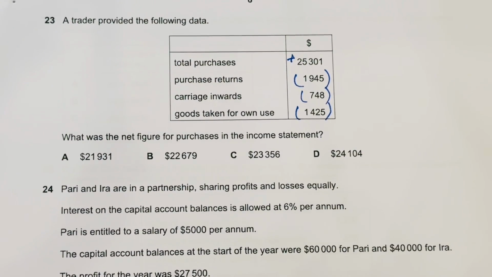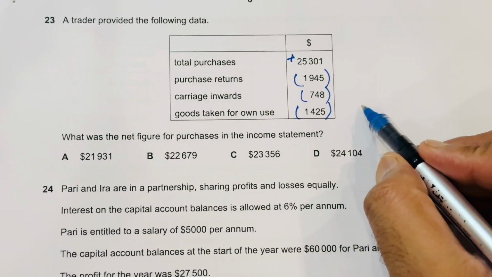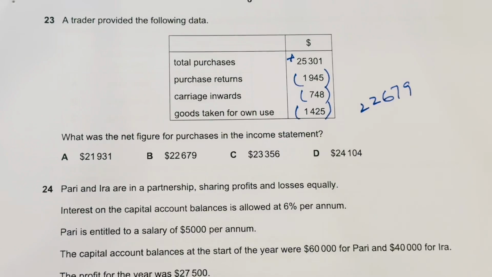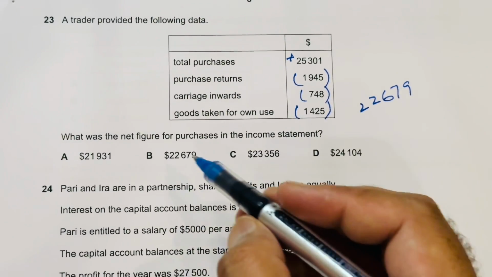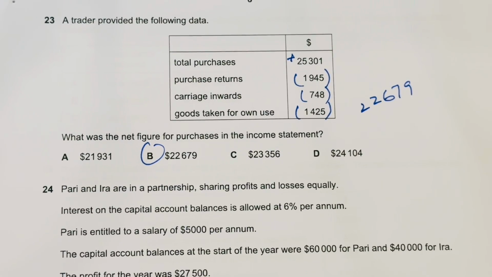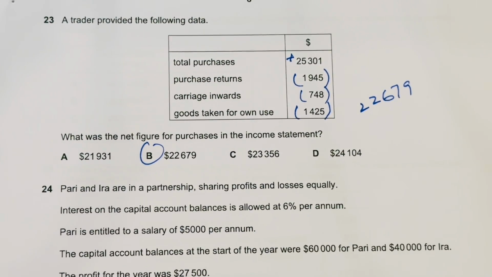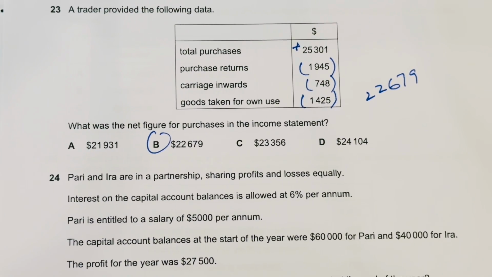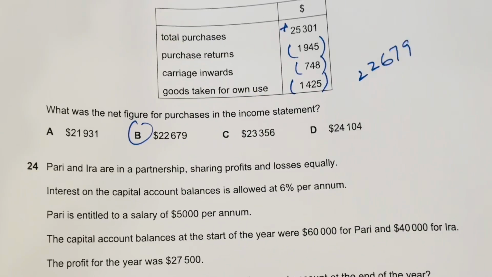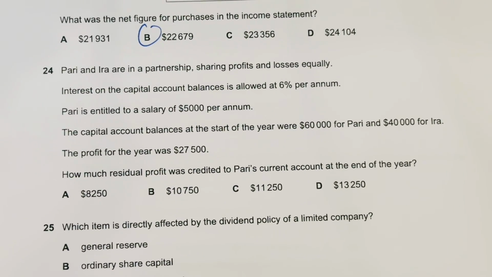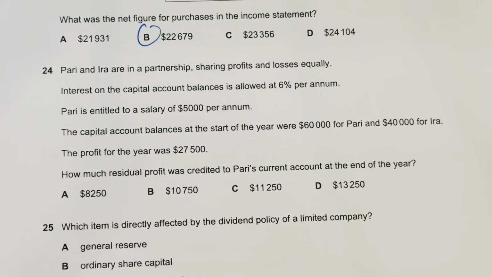After calculating, the net figure would give you the answer 22,679, and option number B is showing those figures. You just need to subtract purchase return, carriage inward and goods taken from the total purchases to calculate the figure which we use in the income statement. Now we will move to question number 24. That belongs to the partnership account.